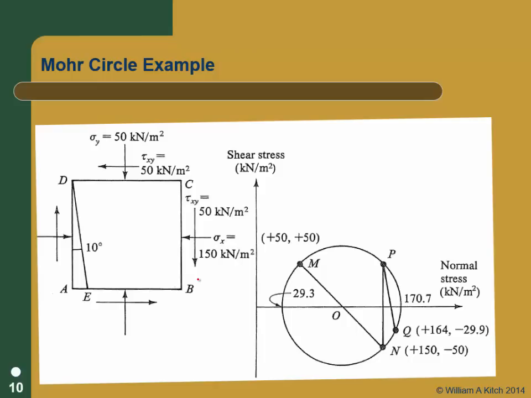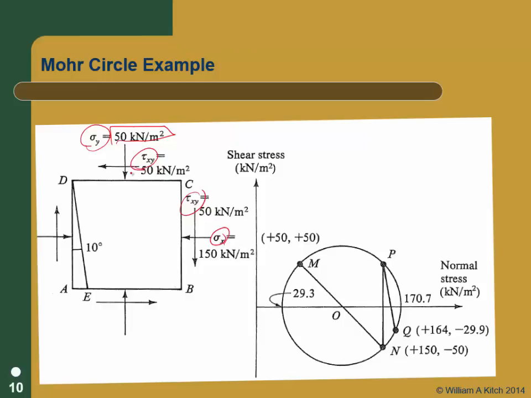I stole this from Das or somebody, so the axis system's not my normal axis system, but this is sigma y, tau xy, and this is sigma x and tau xy. So let's start with the y's. This is 50 kilonewtons per square meter, 50 kPa, and that's compression, so it's positive. And this is 50 kPa for the shear stress. Is that positive or negative? Well, in a Mohr circle sense, it's positive.